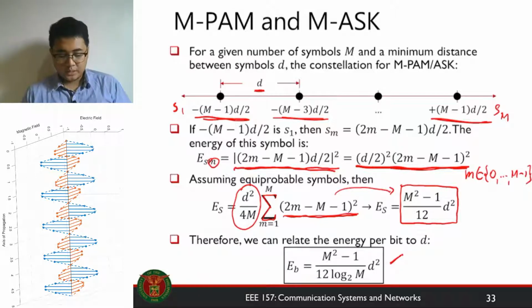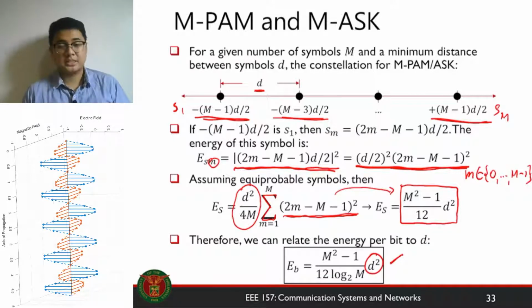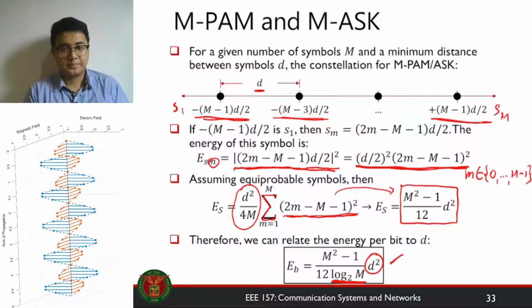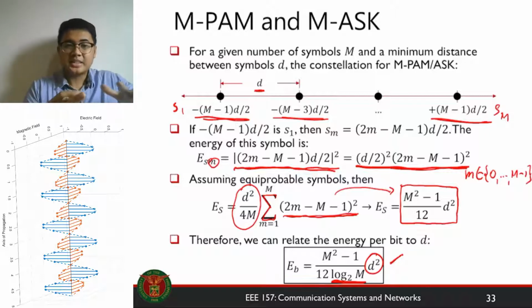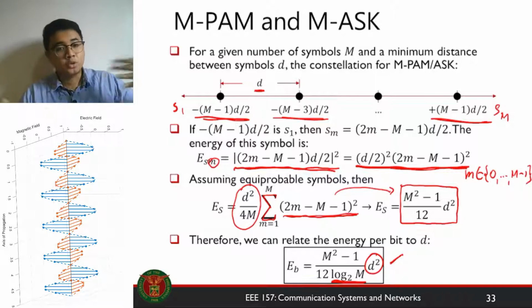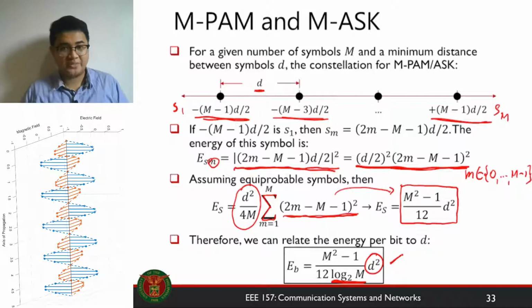Okay, so the energy per bit is dependent on the minimum distance and the number of bits per symbol right here, or the number of symbols. So the energy per bit is dependent on the number of symbols and the minimum distance between symbols. Okay? And this is how we quantify the dependence between the energy per bit and the minimum distance. As you can see, if you want to have a greater minimum distance, you need to use more energy. Okay? So this is the proof of that.